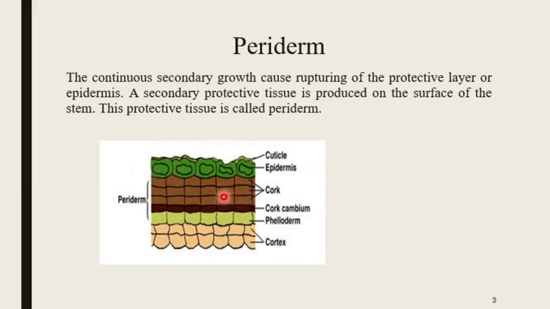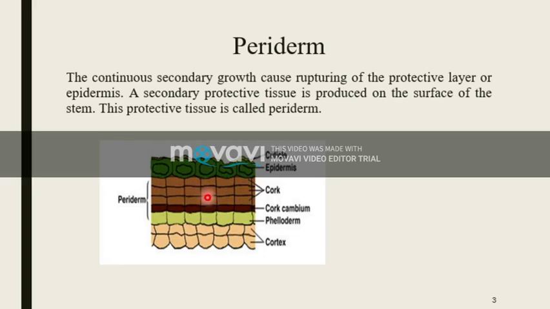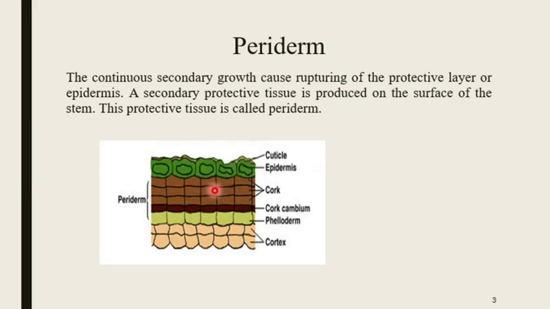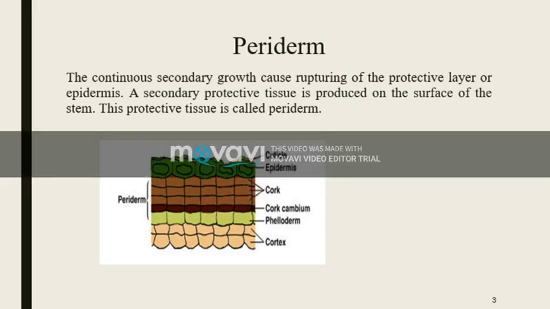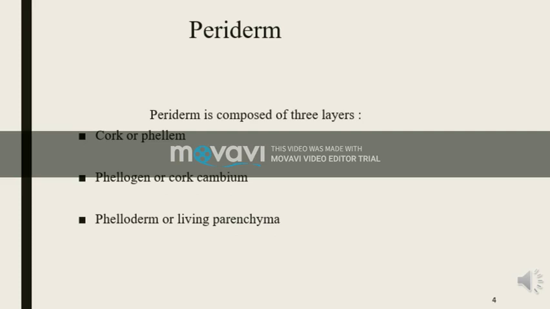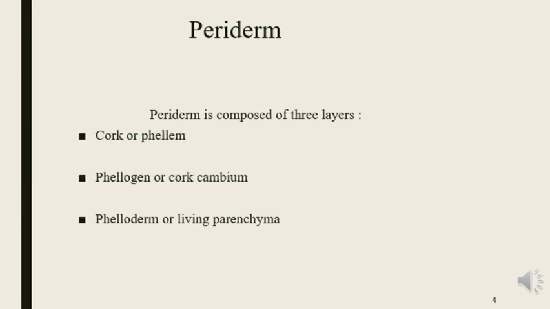But there is a deposition of substances in the cork region, and lenticels perform the function of gaseous exchange. Phelloderm has parenchymatous tissues. Cork cambium is meristematic in nature, and the cork has a deposition of suberin molecule. Basically, periderm is composed of three layers: cork or phellem, second one is phellogen or cork cambium, and third one is phelloderm or living parenchyma.